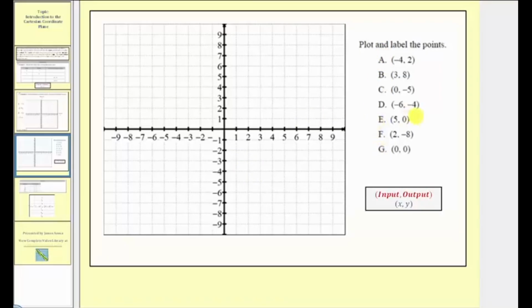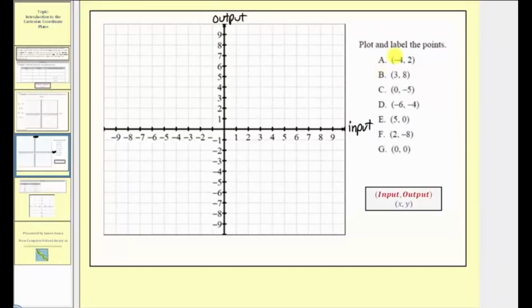Remember, every point has an ordered pair where the first value or first coordinate is the input and the second value or second coordinate is the output. And we always find the inputs along the horizontal axis, and we always find the outputs along the vertical axis.